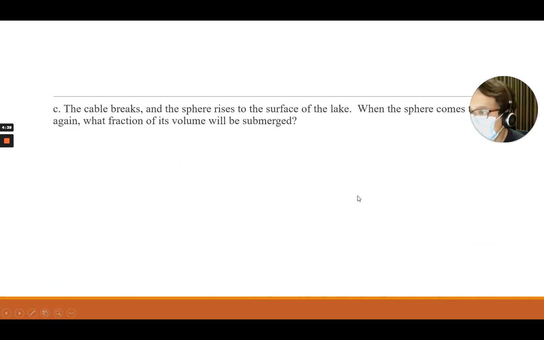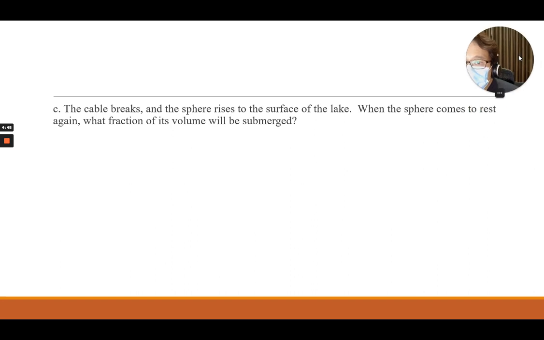There's a question letter C. The cable breaks and the sphere rises to the surface of the lake. When the sphere comes to rest again, what fraction of its volume will be submerged? So the cable was cut, so it rises and floats. What it is asking now is what is the fraction. So we need to get the specific gravity.